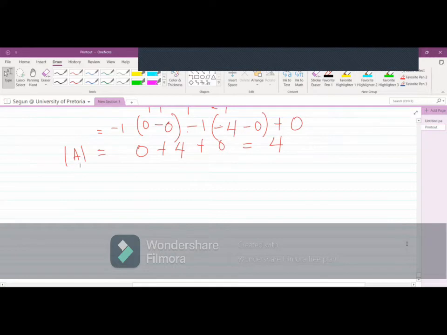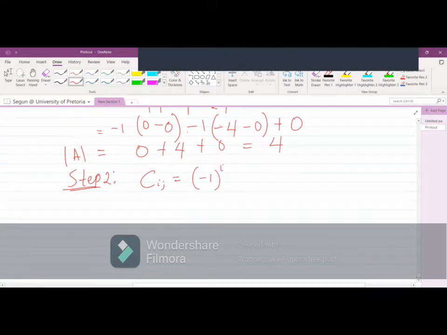Okay, better. Step 2 says what, please? Find the cofactor. For us to find the cofactor, we need Cij to be equal to -1 raised to the power i plus j, multiplied by Mij. Is that okay? Now, in this case, there are things that are involved.